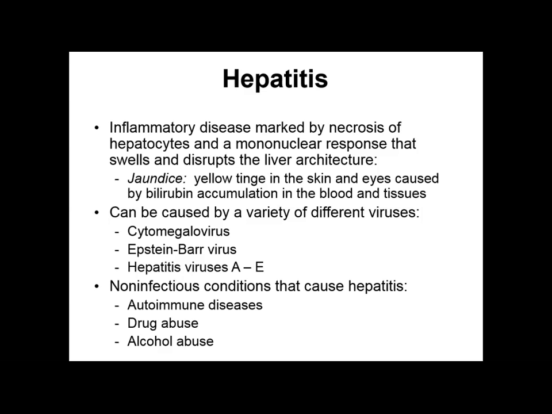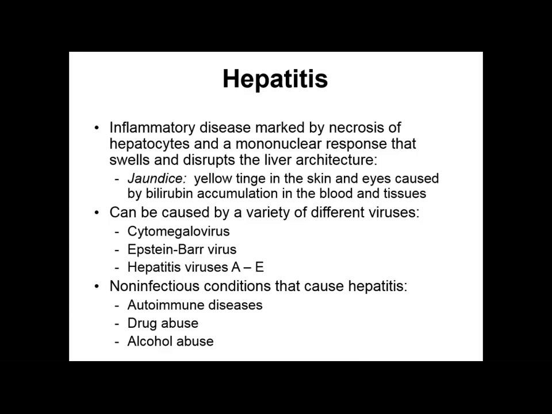Hepatitis is an inflammatory disease that's marked by necrosis of the hepatocytes, so liver cells start to die. And there's going to be a mononuclear response that swells and disrupts the liver architecture. So we're going to have a lot of mononuclear cells responding to this disease, and this influx of that cell type, the monocytes, is going to cause the liver to expand and swell.